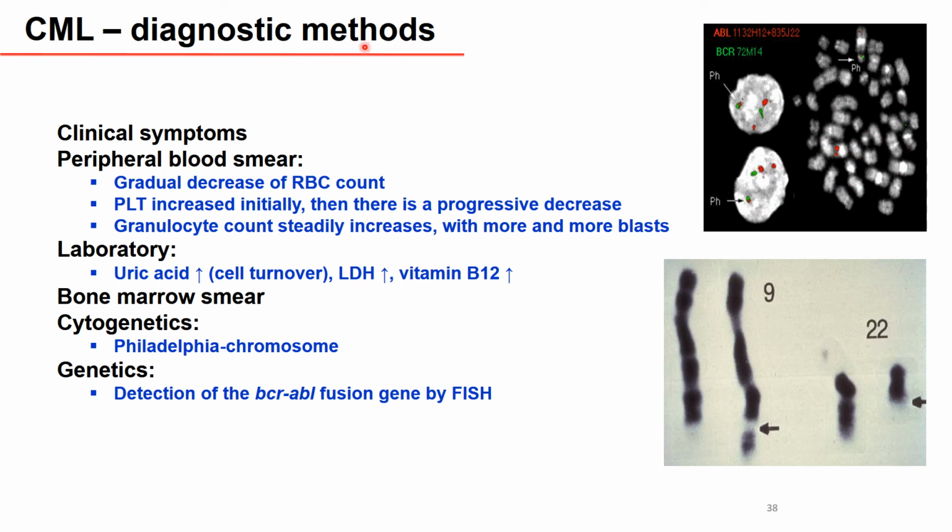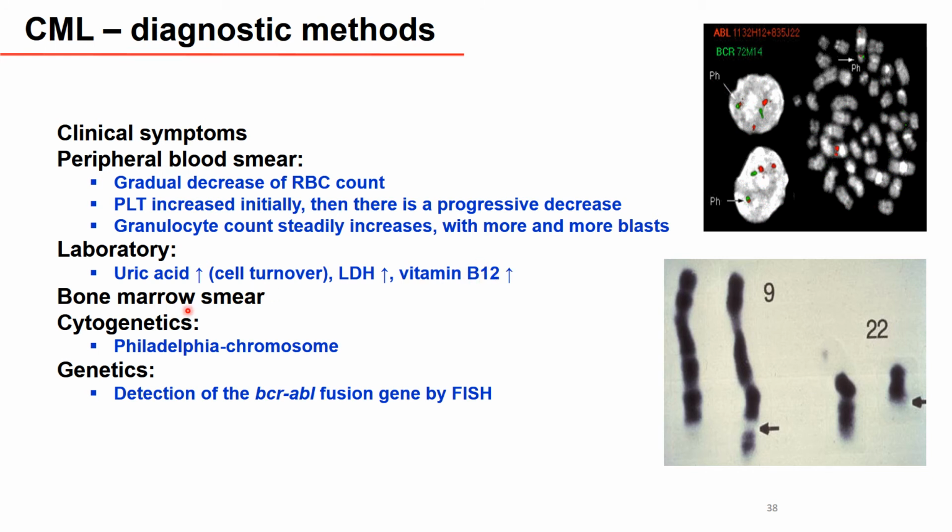Now, diagnosis. How can we diagnose chronic myeloid leukemia based on the clinical symptoms or taking a peripheral blood smear? We do see a gradual decrease of red blood cell count, so anemia can develop. Initially, we do have an increased platelet count, and after progressive decrease, and the granulocyte count steadily increases with more than a few blast cells. In the laboratory, we do see a sign of an increased uric acid level, and LDH increase, or vitamin B12 level can be increased.